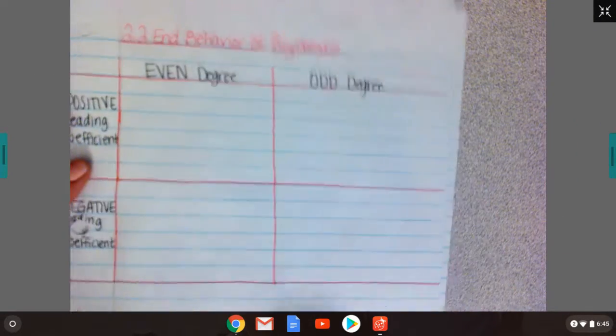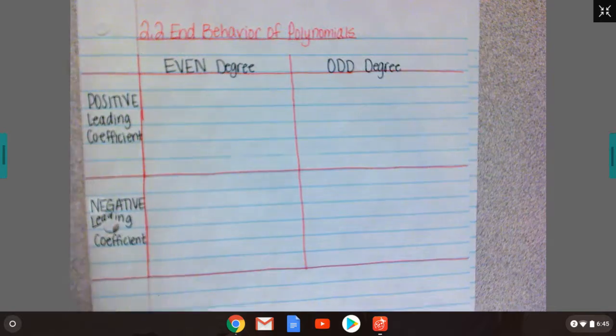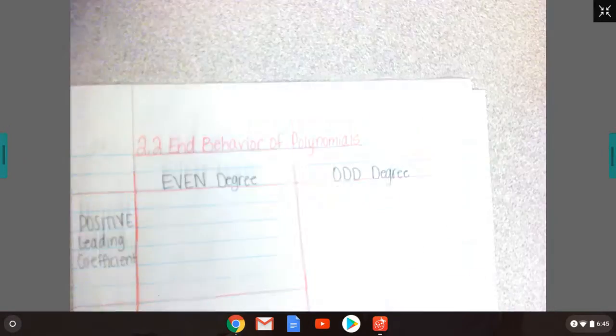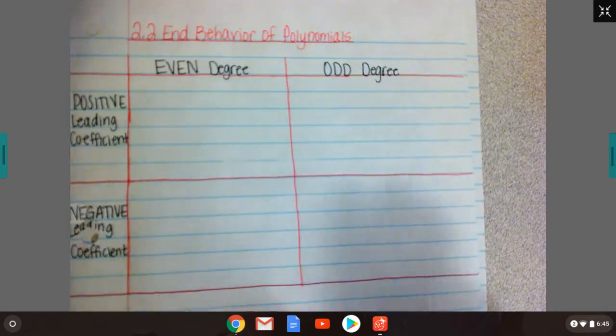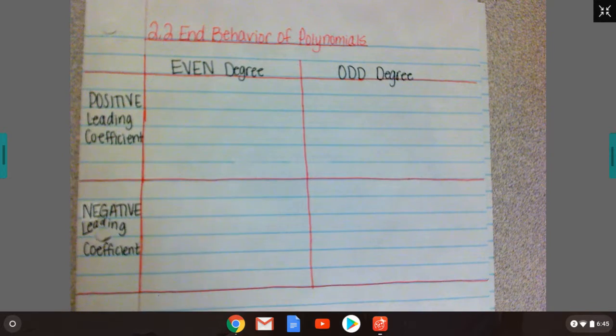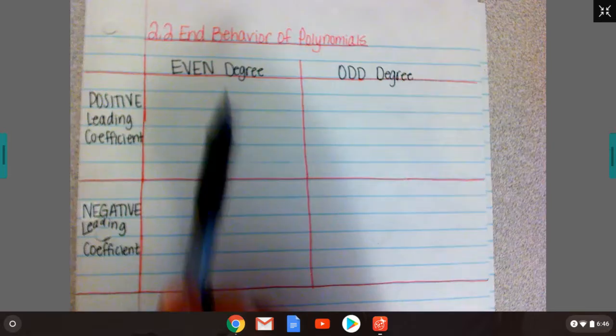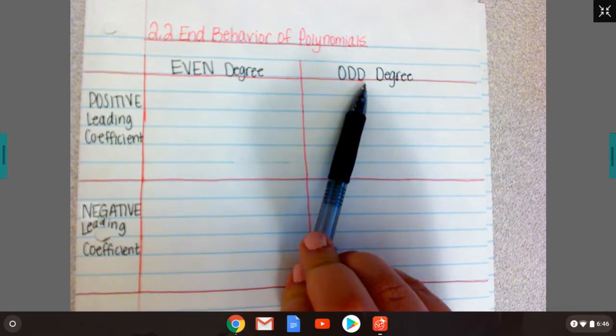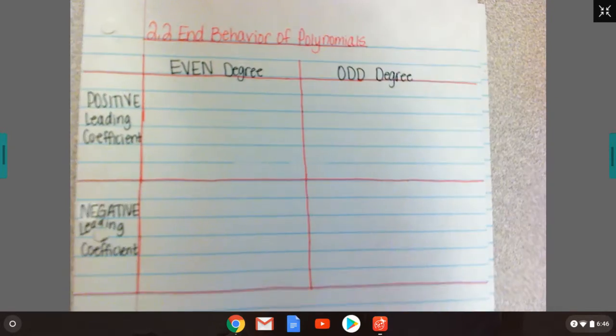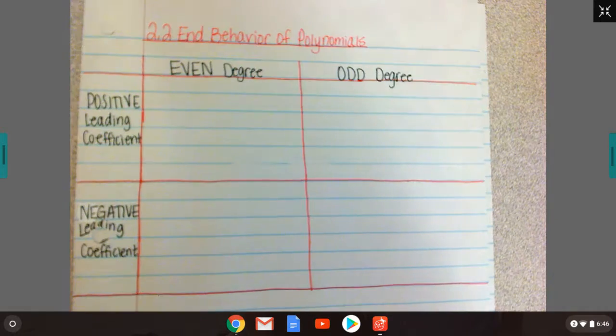We're going to work through notes on our end behavior of polynomials. So we've been talking about polynomials for a little bit now, and mainly we spent our time in chapter 1 talking about quadratics. So we've got this chart going on, and I've got degree as even or odd. So that is the highest exponent that you see, especially if you're in standard form. It's the one on the far left.